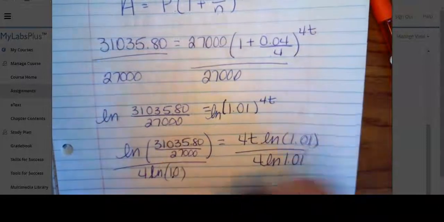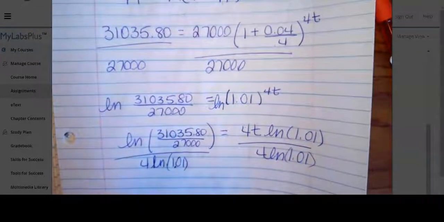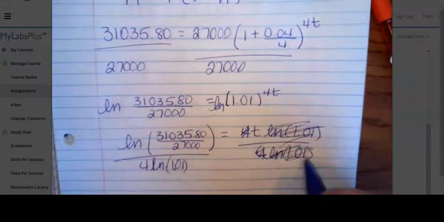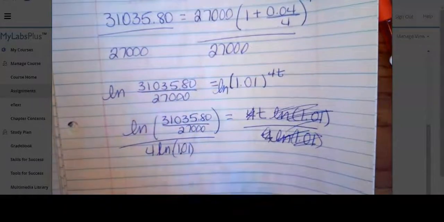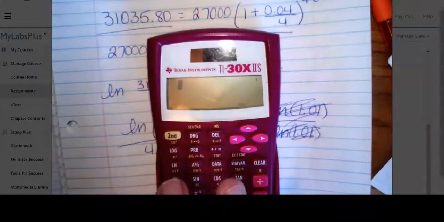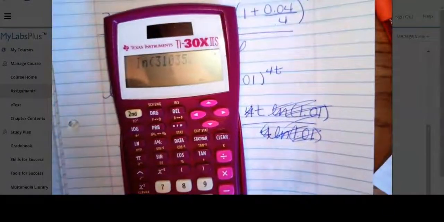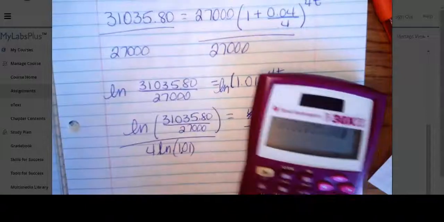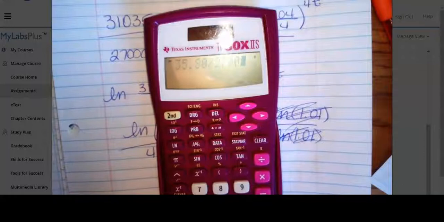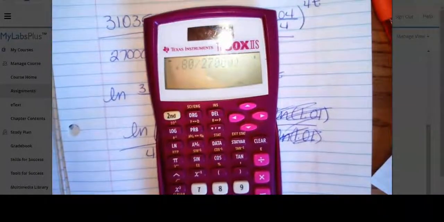All right, so this is what I'm dividing by. Now be very, very careful. Any number divided by itself is 1. So what I'm going to do is the natural log part first. In the numerator, I have the natural log of this big scary fraction, which is 31,035.80 divided by 27,000. Close that set of parentheses and hit enter.